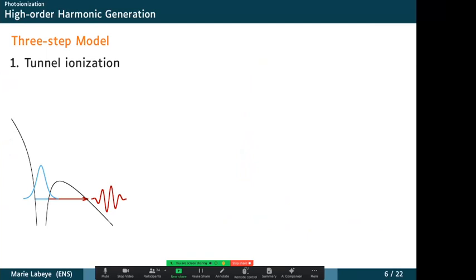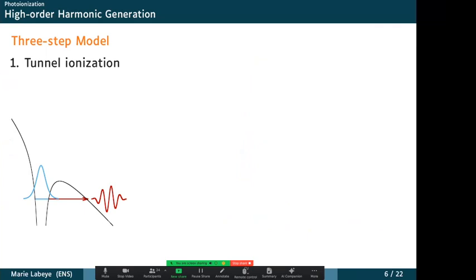The three steps that I showed in more detail in the video are actually the three steps of the three-step model that is used to understand the process called high-order harmonic generation. It's one of the very famous strong field processes that are studied nowadays. It's a very active field of research, and I'll detail more this process today.